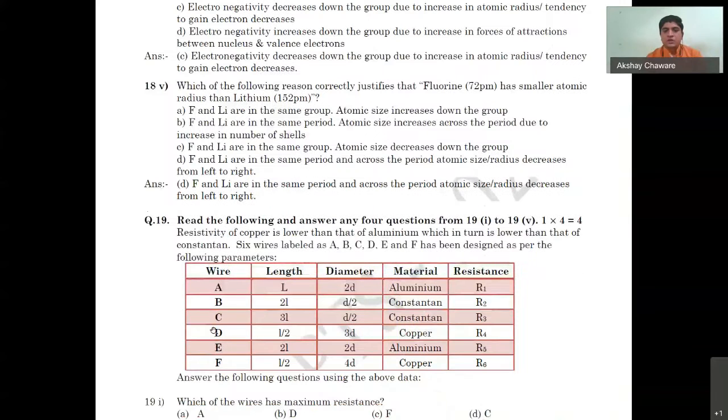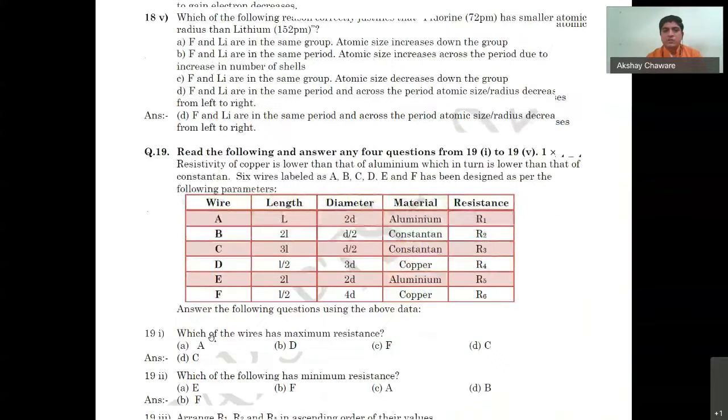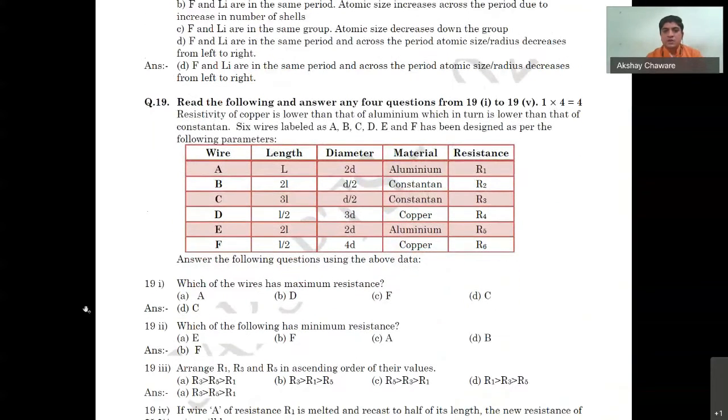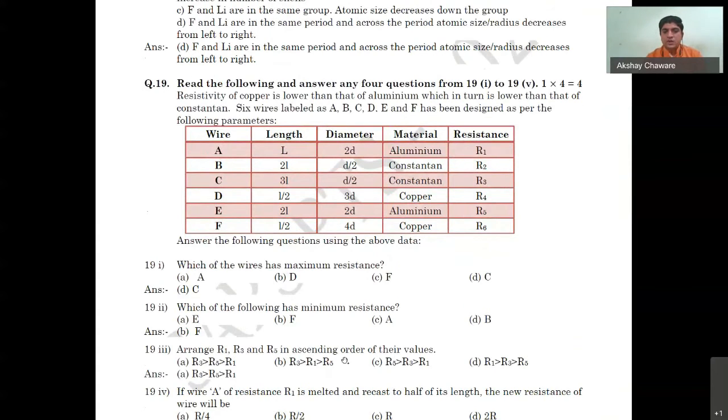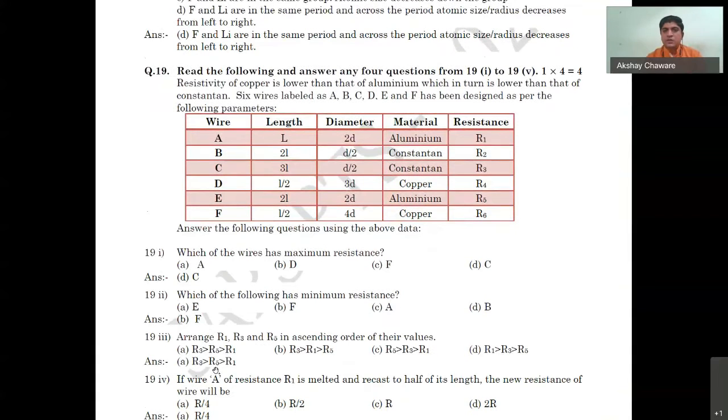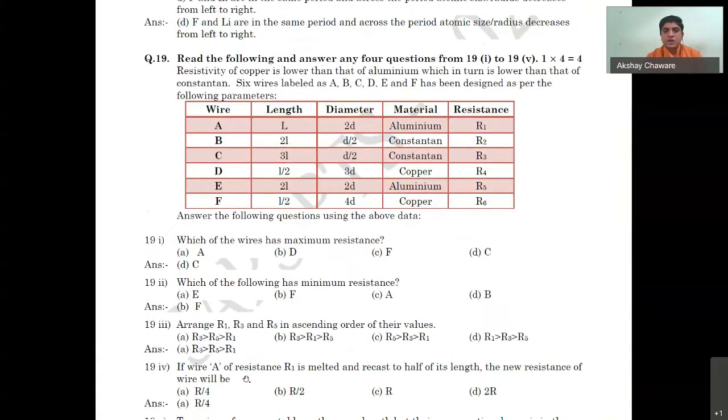Now in question number 19, a tabular based question, one table is given here: wire, length, diameter, material, and resistance. So it is a question of physics. Which of the wires has the maximum resistance? So C is the correct answer. Which of the following has the minimum resistance? Fluorine. Arrange R1, R3, and R5 in ascending order of their values. So A is the correct option. R3 is greater than R5 is greater than R1.